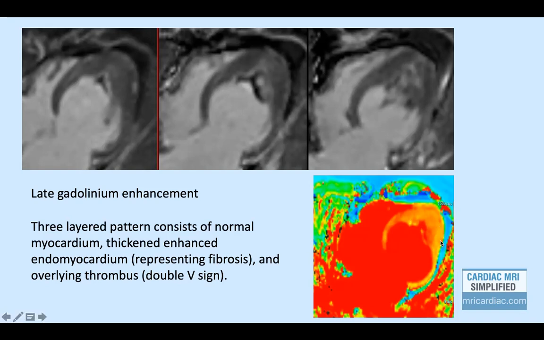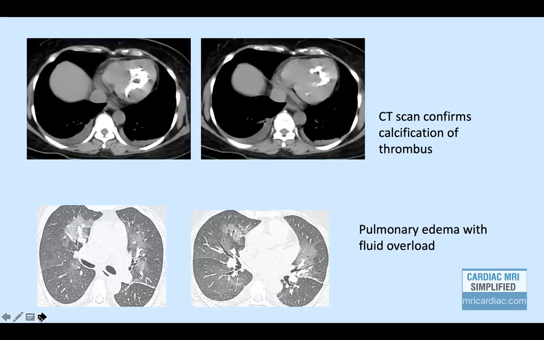These are T1 mapping images, and this is described as the double V sign. CT scan images confirm the presence of calcification in the thrombus, which was showing hypointense signal on the MR images. Lung windows reveal pulmonary edema with fluid overload, and that is the reason why she went into failure.